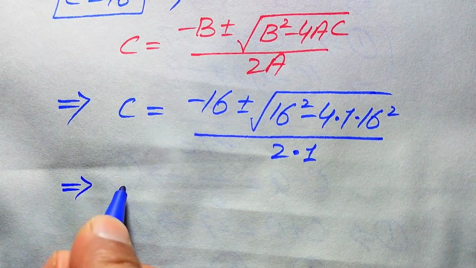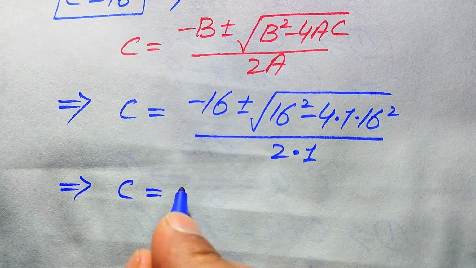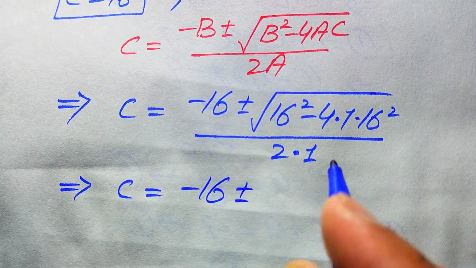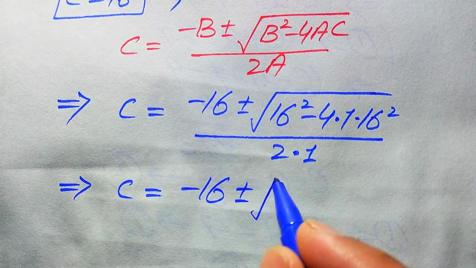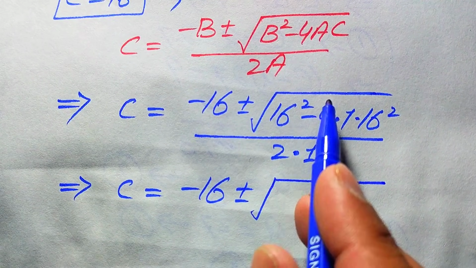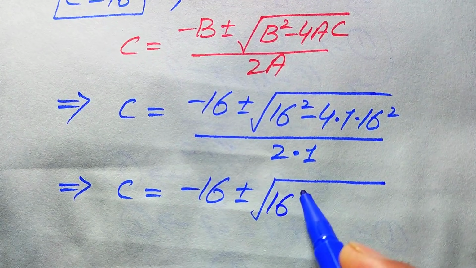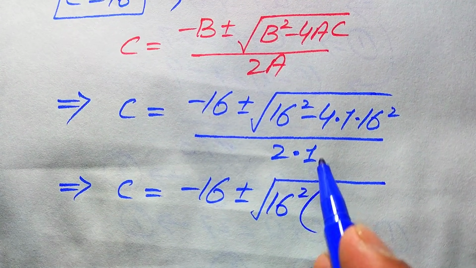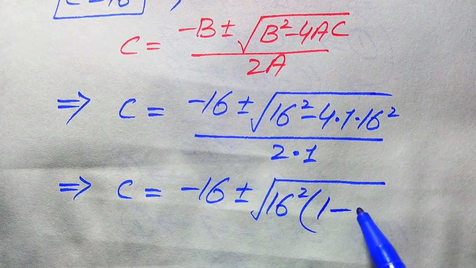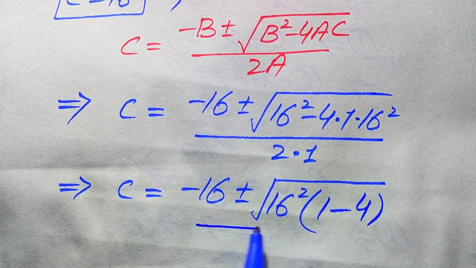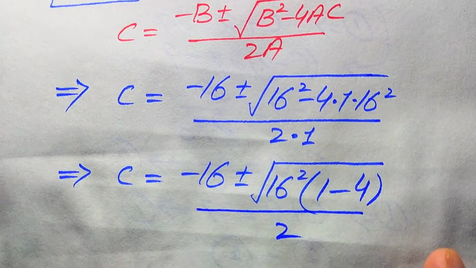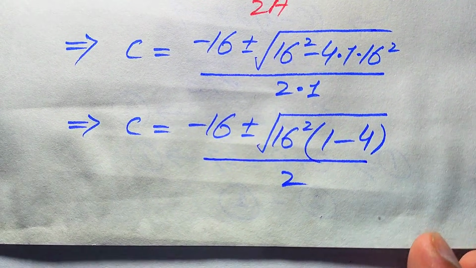And now in the next step we need more simplifications, and it will be written as minus 16 plus or minus the square root of, here you see that inside the square root we have 16 squared, and we need to take 16 squared common from here. And when we take common 16 squared, the remaining values are 1 minus 4, and it is divided by 2 times 1, which is 2.